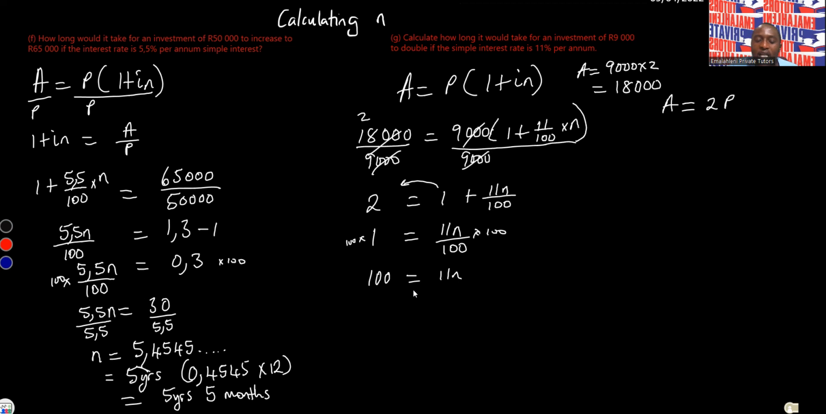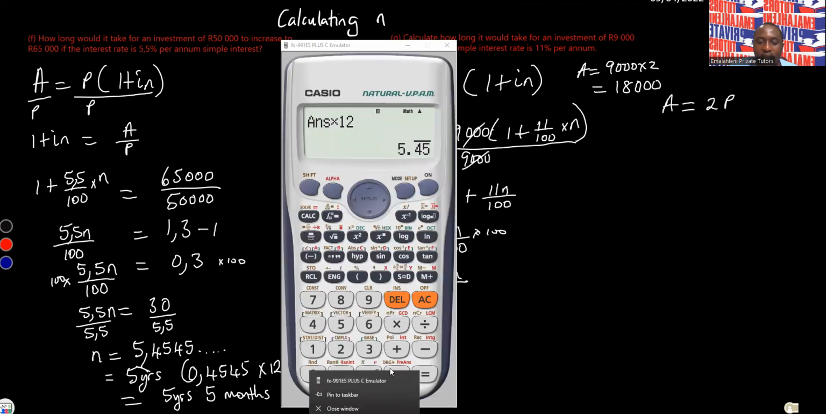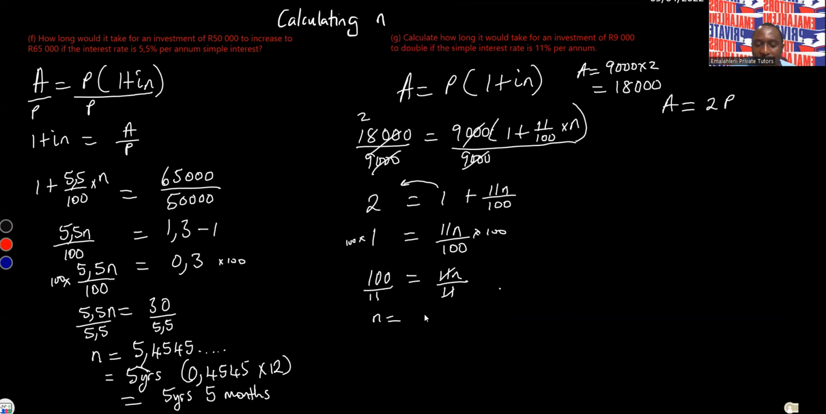Okay. Now, let's see what we're going to get there. We're going to divide 11 and also this side 11. We cancel there. N should be equals to, let's see what we get there. If we say 100 divided by 11, we must get 9,0909. So it goes on like that. So it's going to be 9,0909. So here what we are going to have now is going to be 9 years. So that one is 9 years.